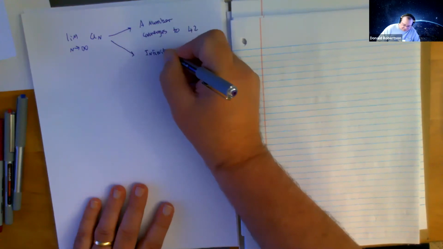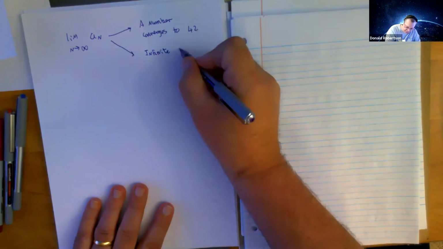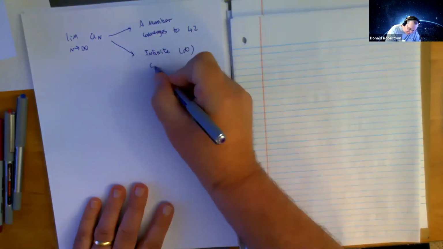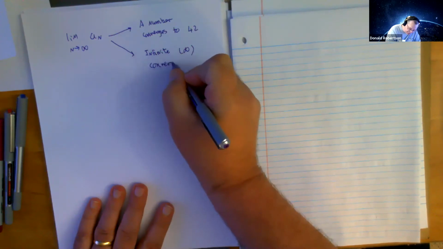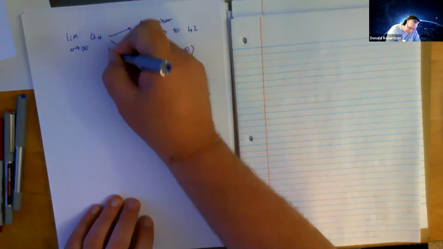Second situation, it goes infinite on you, right? So the limit ends up being infinity, plus or minus, nobody cares. In that situation, we just say it converges. But we don't typically want to or even care that it converges to infinity. Converges is good enough. But there is a third possibility.